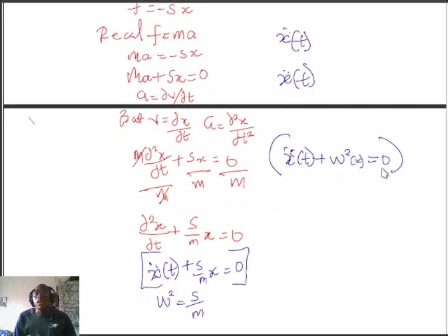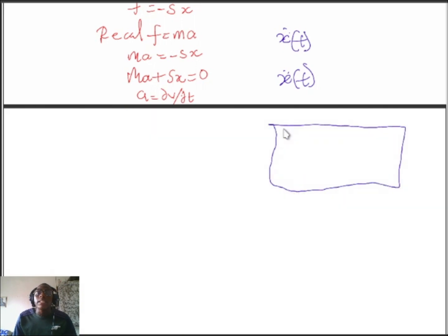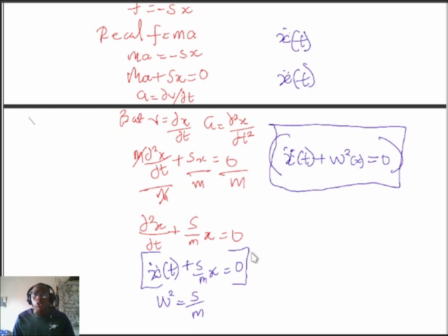Now, looking at this equation simply gives you the equation for simple harmonic motion. So you've been able to prove that your mass spring system is a good example of simple harmonic motion.